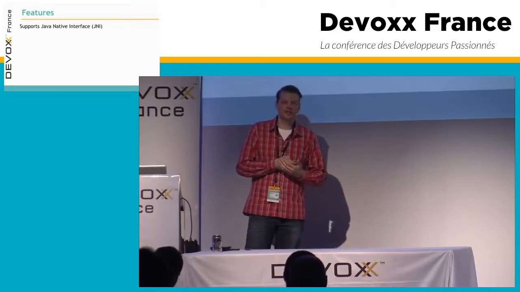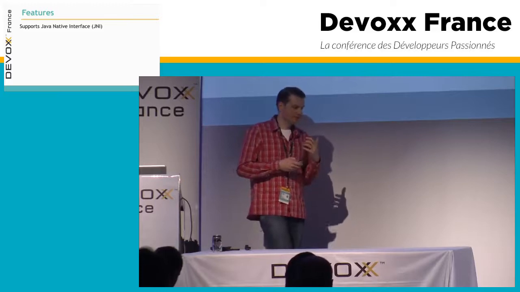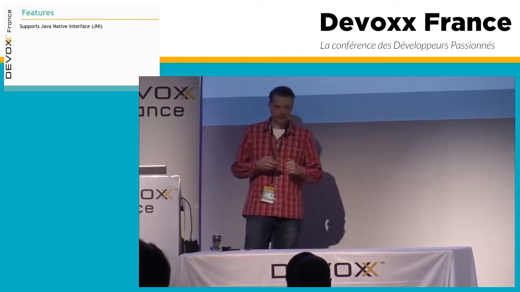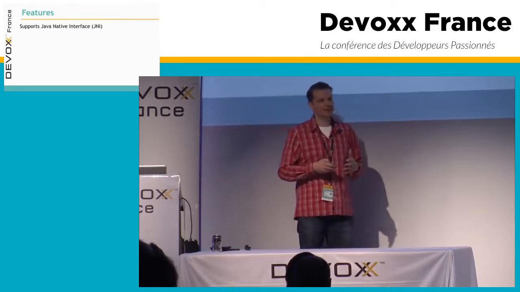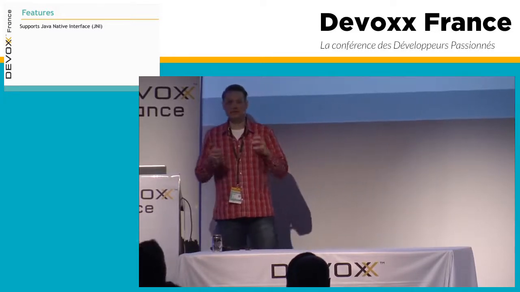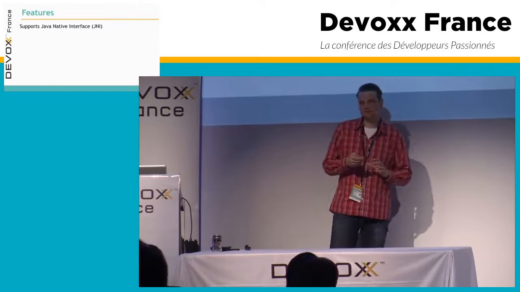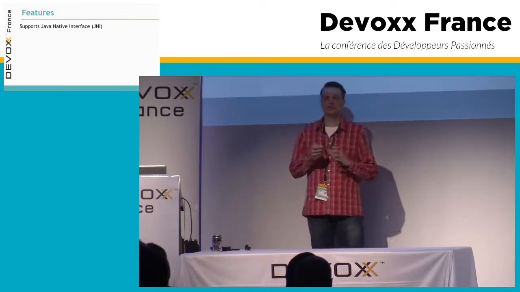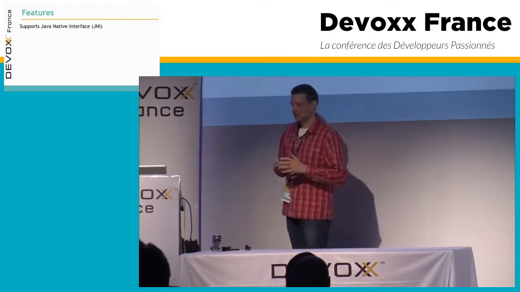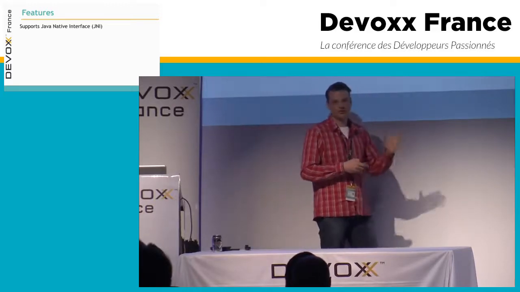RoboVM also supports the standard Java Native Interface. So JNI is a standard developed by Oracle or Sun, used to interface with native code from Java. Normally it's based on dynamic linking. So you take your native code, you package it into a dynamic library, and then at runtime, you would use System.loadLibrary to load your dynamic library. And the JVM would bind functions in your dynamic library to native methods in your Java code.